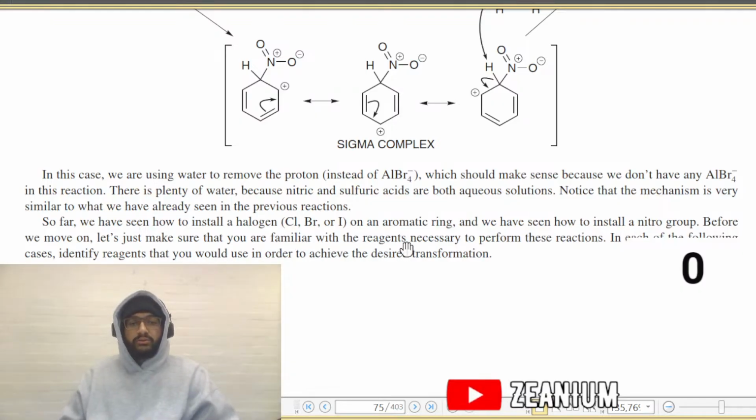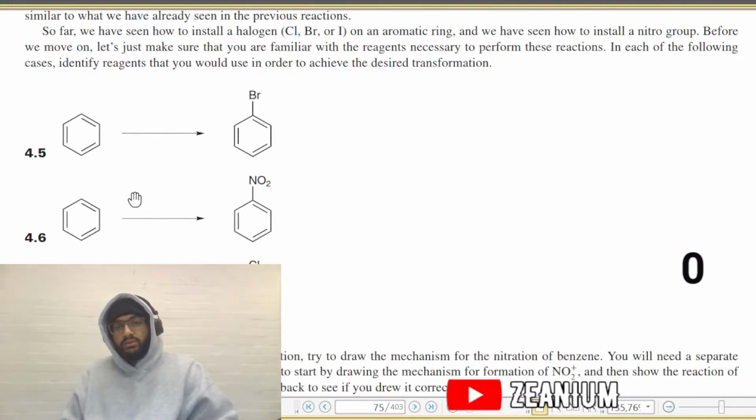Before we move on, let's do a quick practice problem. We react to get this product. We have to use Br2 and aluminum bromide, and nitric acid and sulfuric acid, so HNO3 and H2SO4, and in here we need Cl2 and AlCl3.